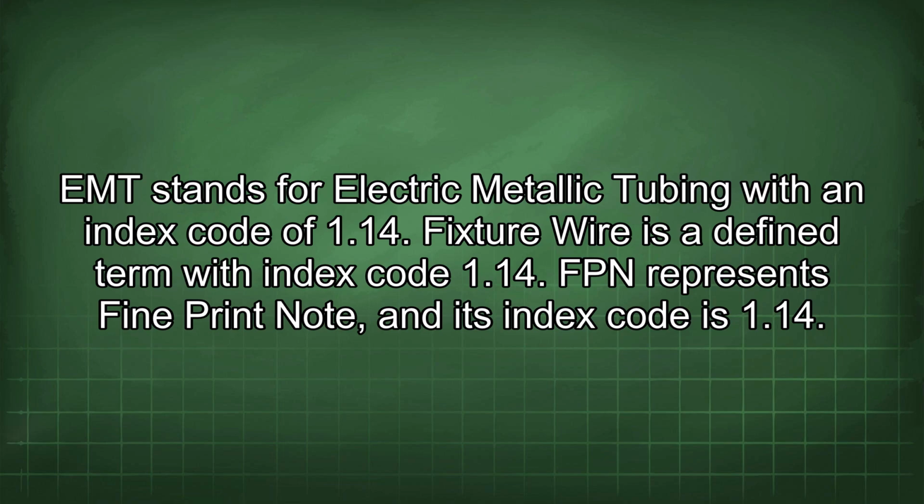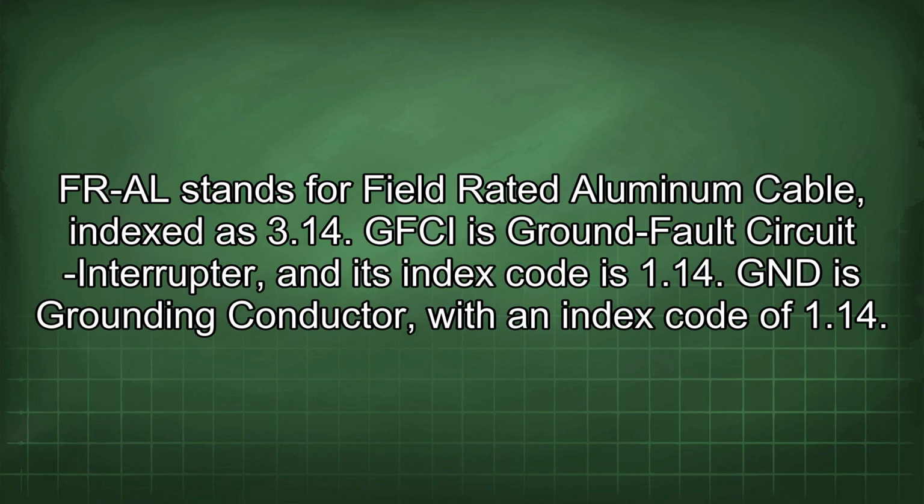FBN represents fine print note, and its index code is 1.14. FRAL stands for field rated aluminum cable, indexed as 3.14. GFCI is ground fault circuit interrupter, and its index code is 1.14. GND is grounding conductor, with an index code of 1.14.